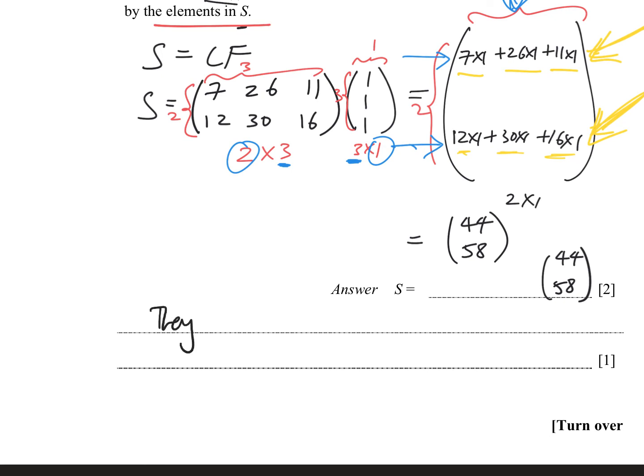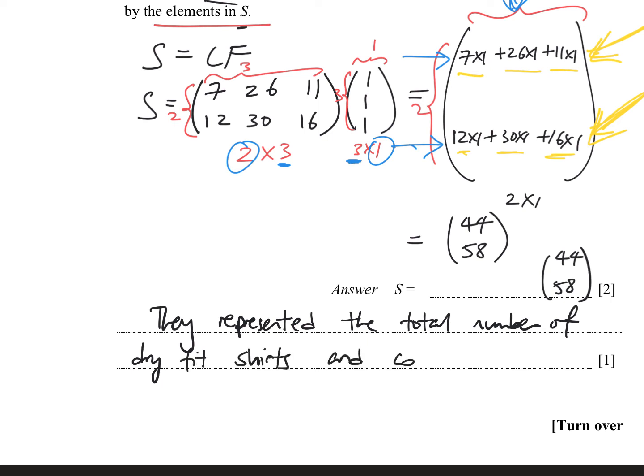They represent the total number of dry fit shirts and cotton shirts sold, respectively, in the first week.